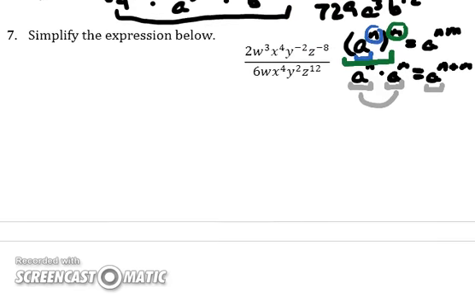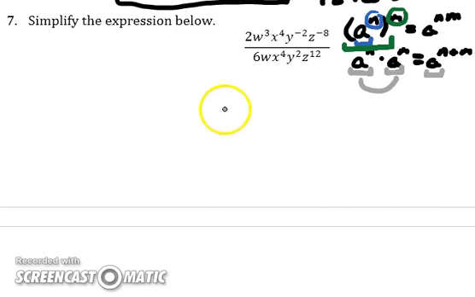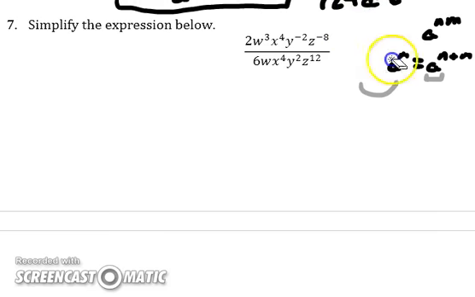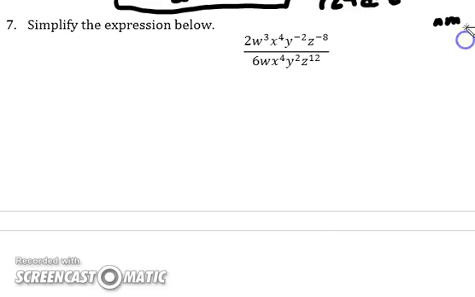Okay, we're going to simplify the expression below, number 7. Let me erase the rest of this just so it doesn't get in the way. We have 2w to the 3rd power, x to the 4th power, y to the negative 2nd power, z to the negative 8th, and then we have on the bottom 6w, x to the 4th power, y to the 2nd power, z to the 12th power. And this looks really complicated at first, and what sometimes happens is people tend to shut down when they see something like this. But just take it one step at a time.